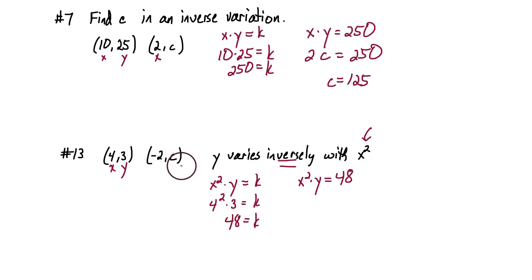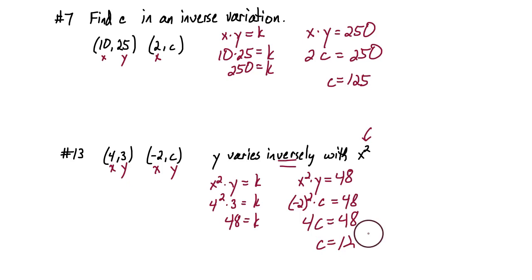Now use the other ordered pair. This one's x and this one's y. So negative 2 squared times c equals 48. This makes 4c equals 48. So c is equal to 12.